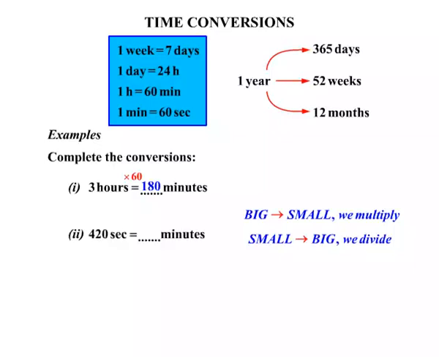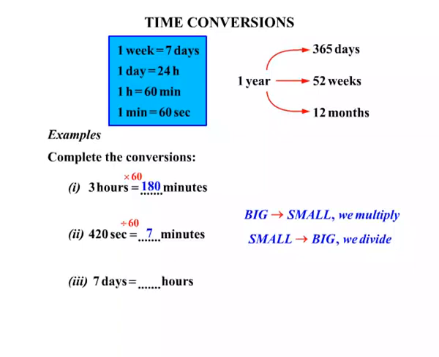Our second example, 420 seconds equals how many minutes? Well, seconds and minutes, what's the connection? We know that 1 minute equals 60 seconds. And in this question, we're changing seconds to minutes. So that's an example of something smaller to something bigger. So we need to divide. So we're going to divide by that 60. So 420 divided by 60 equals 7. So there we have it. 420 seconds equals 7 minutes.